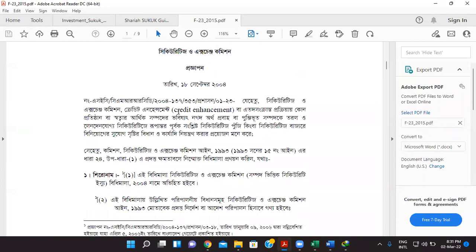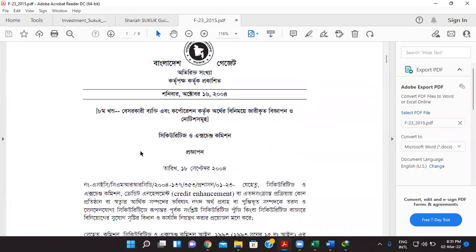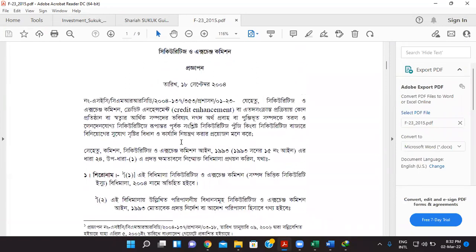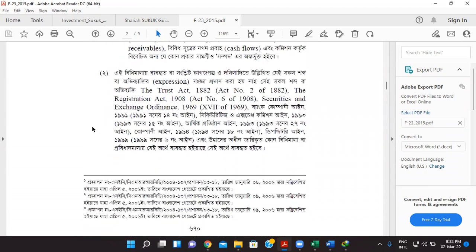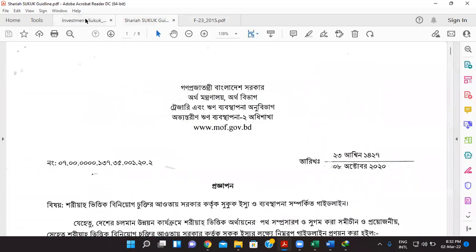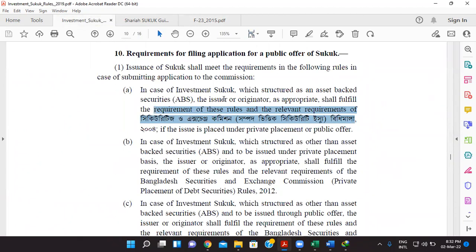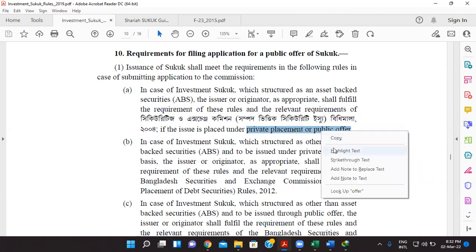It has been said that what has been explained with respect to how you issue securities which are backed by some asset. So what kind of asset? Which will provide some future cash flows based on some underlying asset. And you have to follow these rules if you are issuing asset-backed securities and you are planning to issue the securities to the private. Note it, private placement or the public offer.